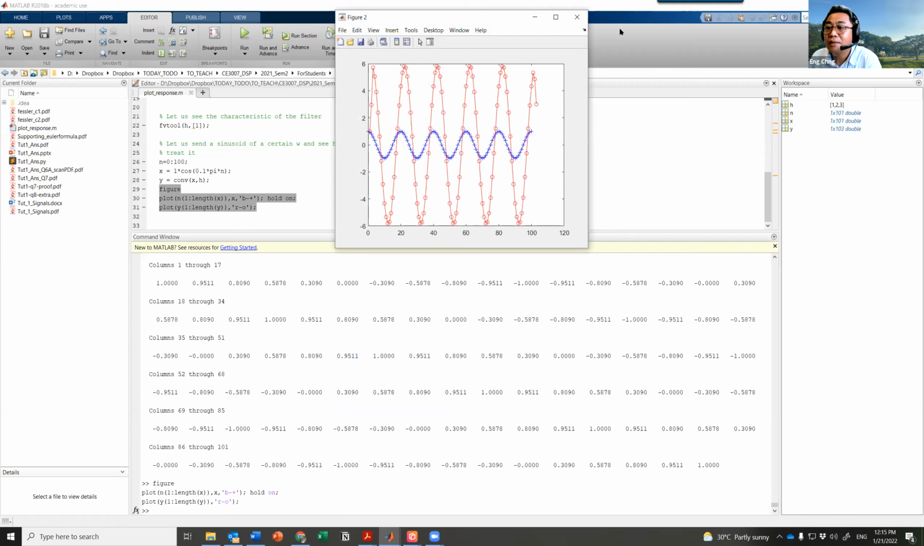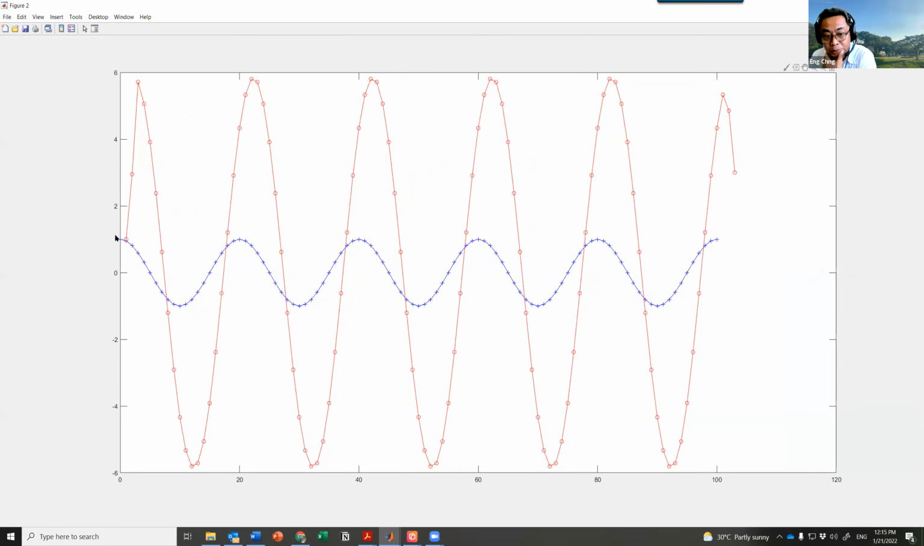Let us see. X is the blue, which is the cosine with amplitude 1. And my output is the red one. Don't care about the first cycle because it's not steady state yet. After a while, it's steady, it repeats itself. What can you tell me about Y? First, the input has been blown up to 5.8. Not only that, it has been phase shifted a little bit.